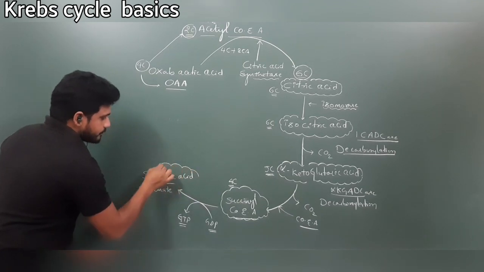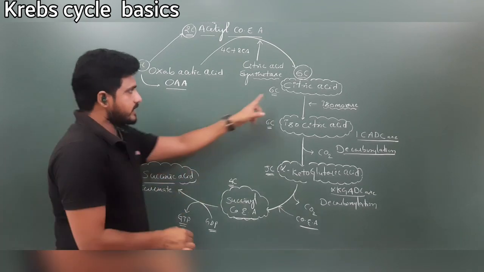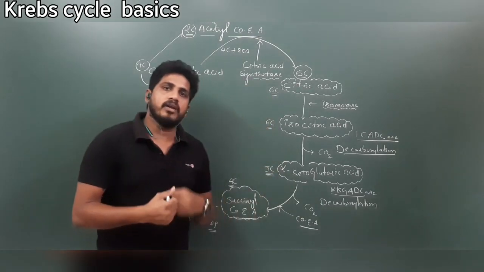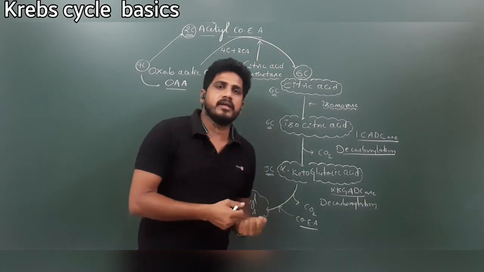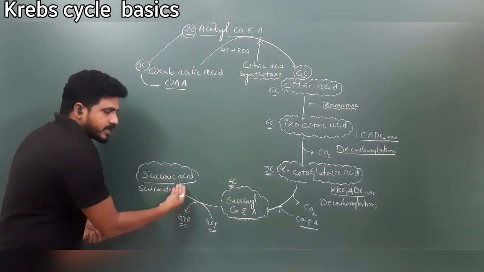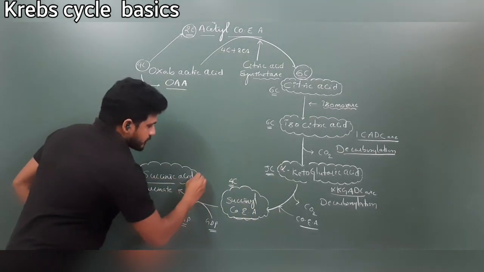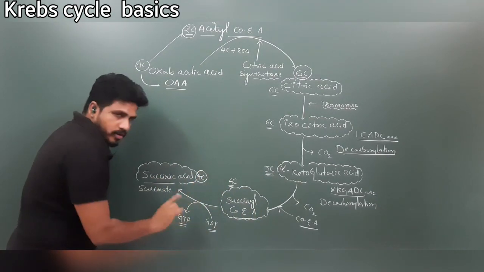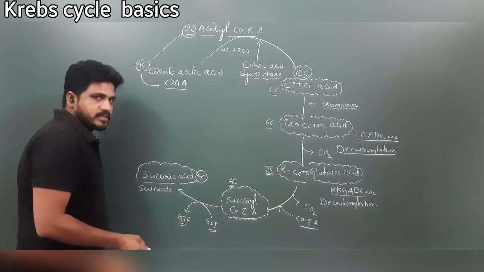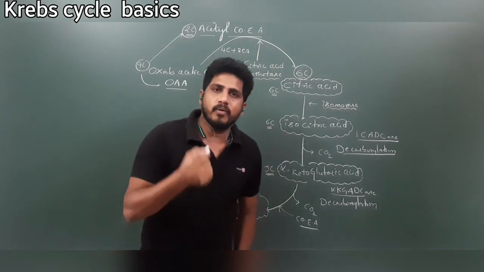So both are the same. We call citric acid citrate, lactic acid lactate, glutamic acid glutamate. In the same way, succinic acid is also called succinate. It is also 4 carbon. Carbon is not released here, but here one GTP is synthesized. What is GTP? Guanine triphosphate.